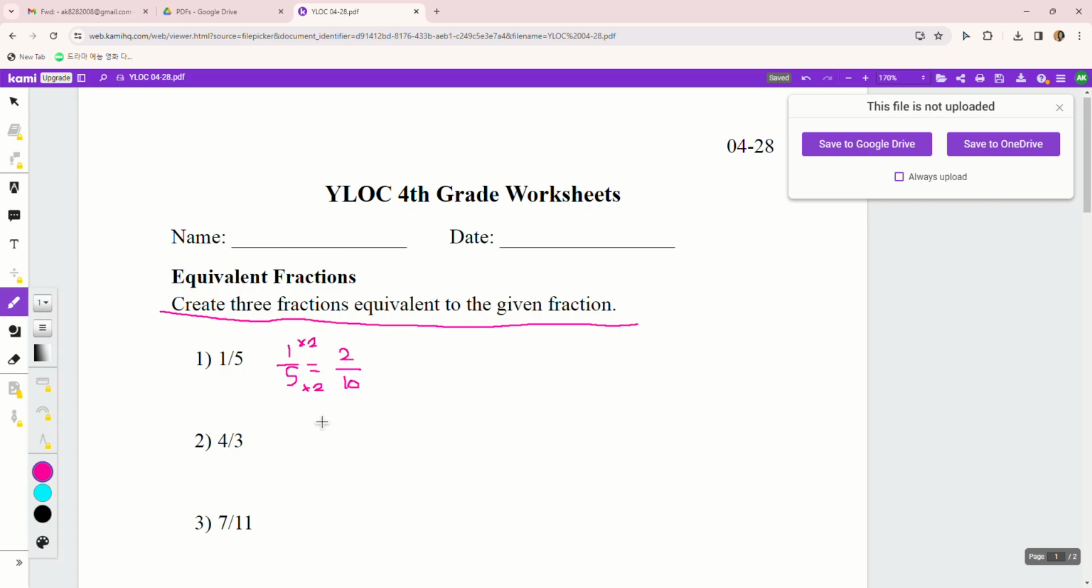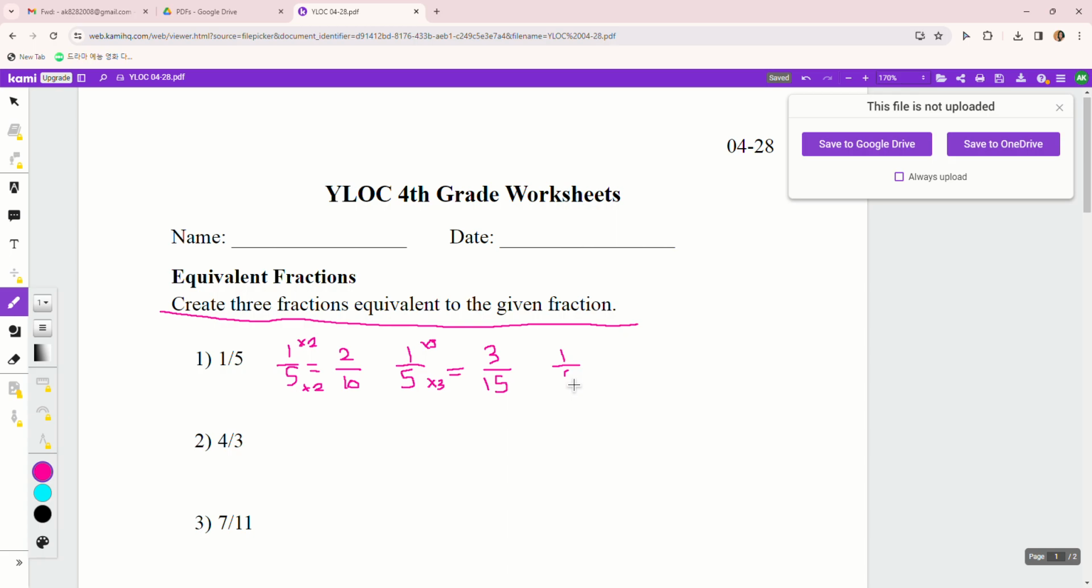And you can also do 1/5 and then times 3 to each side. So 1 times 3 is 3 and 5 times 3 is 15. So it's also equivalent to 3/15.